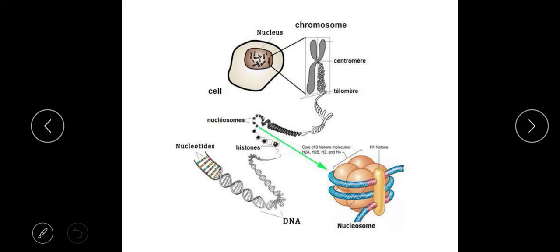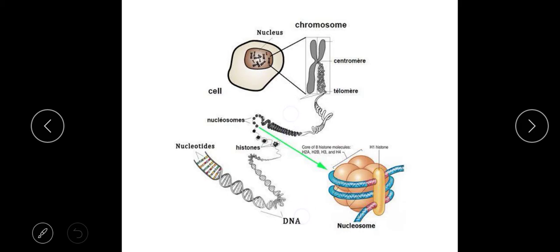The DNA is very long; in a chromosome it is about 2 to 3 meters of DNA, and the cell is too small. That's why these histone proteins help to constrict the DNA and put it into the chromosome in a constricted way. Okay, that is a nucleosome.